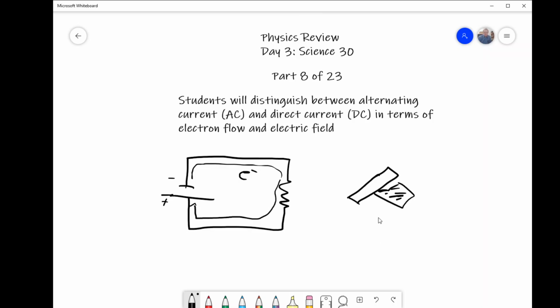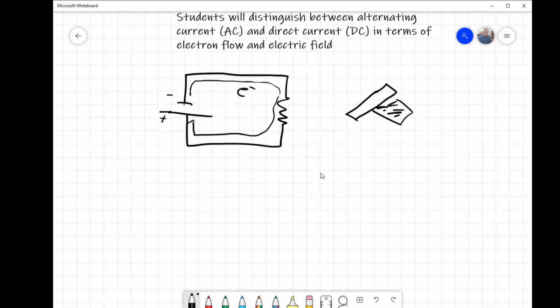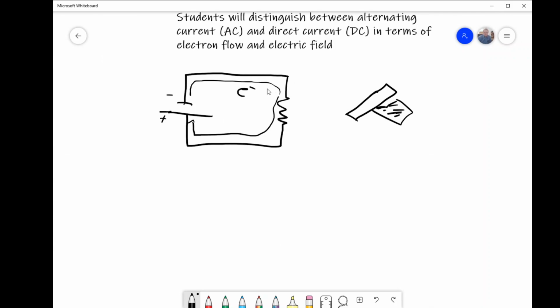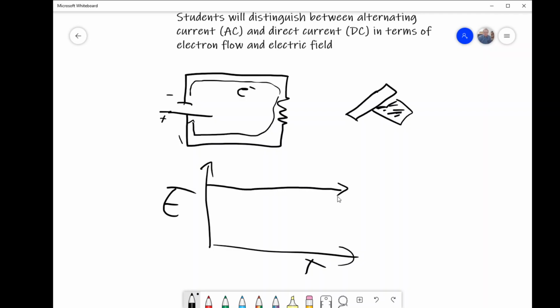But this is direct current. The electrons will flow one way and one way only, usually at a fairly steady pace, so we'll have a uniform electric field over time. At least if we're doing a time scale short enough that we don't really notice the battery losing power, we are going to have a uniform electric field.